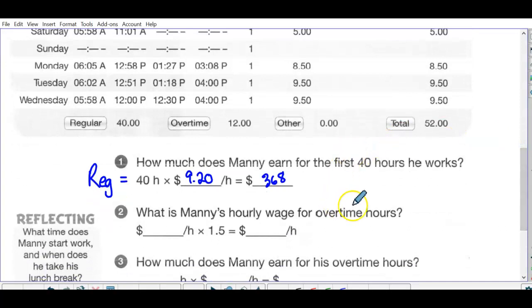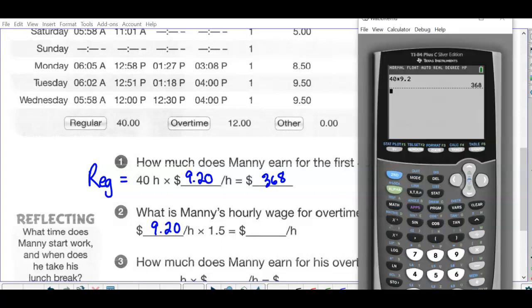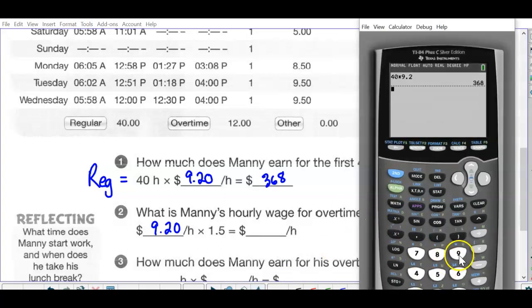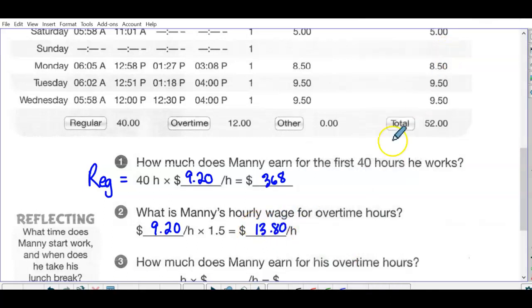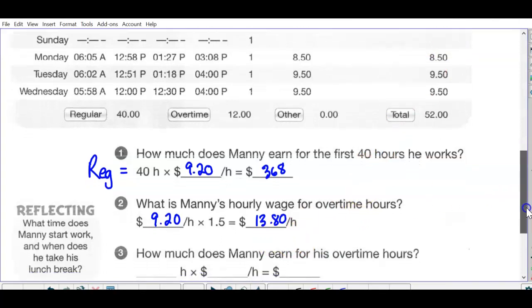And then the overtime part. Now you have to figure out what his overtime wage would be. He gets time and a half, so you multiply $9.20 times 1.5. Now, you don't have to do this in separate steps. In some of the further questions, we'll do it all in one step, but for learning it, we're doing it this way so you get an understanding. So really what he's now getting paid for those overtime hours is $13.80 per hour.